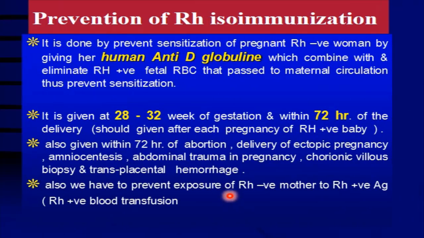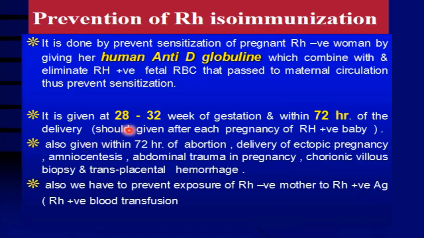Now, prevention of Rh isoimmunization is done by preventing sensitization of a pregnant Rh negative woman by giving her human anti-D globulin, which combines with and eliminates Rh positive fetal RBC that pass to the maternal circulation, thus preventing sensitization. It is given at 28 to 32 weeks of gestation, and also within 72 hours of delivery, after each pregnancy with an Rh positive baby.